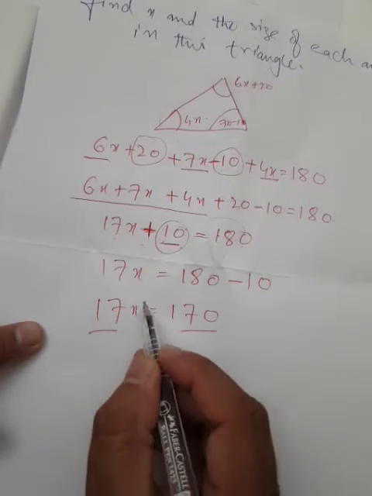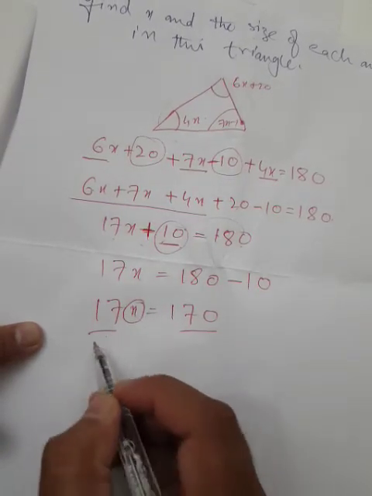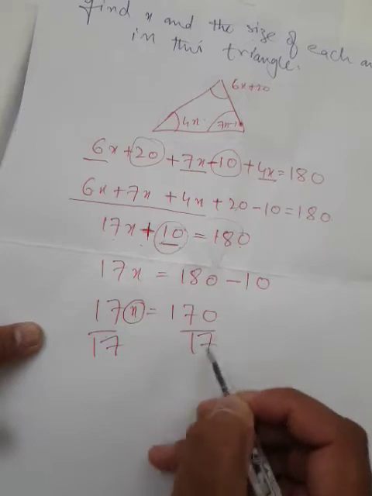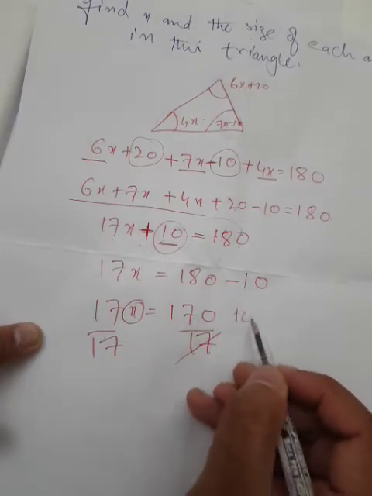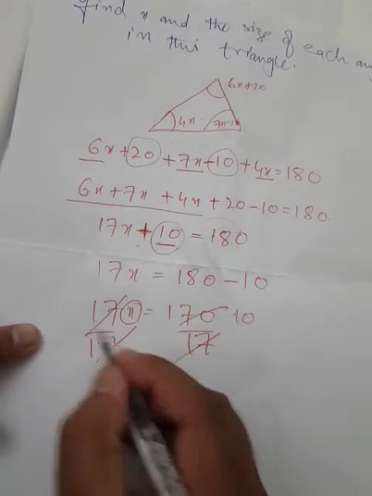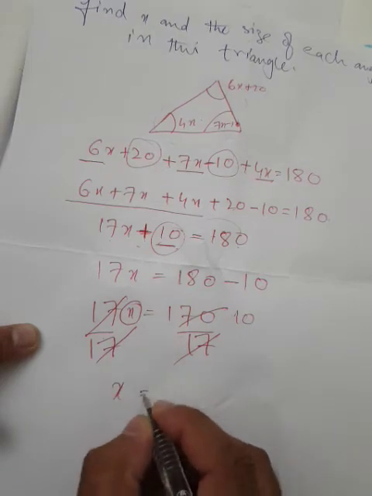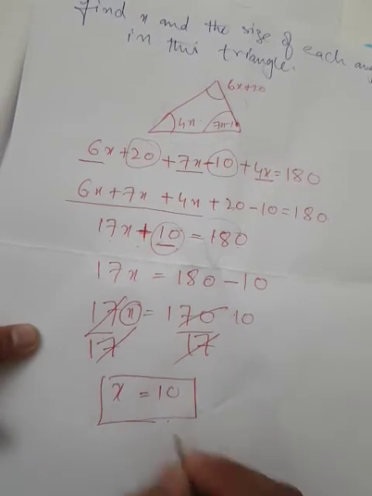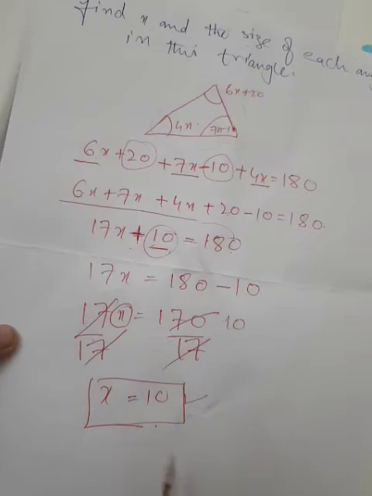I want to find the value of x, and this 17 is extra. So I will divide both sides by 17. 17 tens are 170. This 17 cancels with this 17. So x is equal to 10. So now I know x is equal to 10.